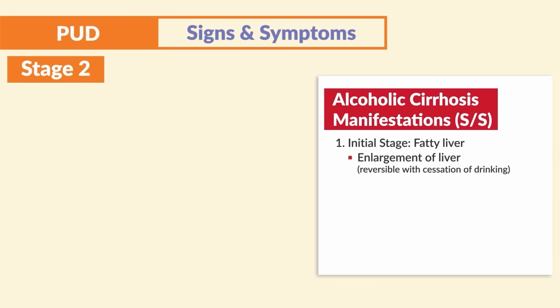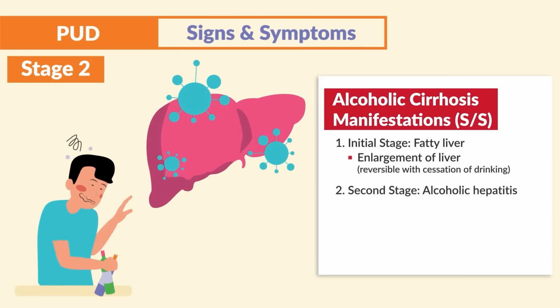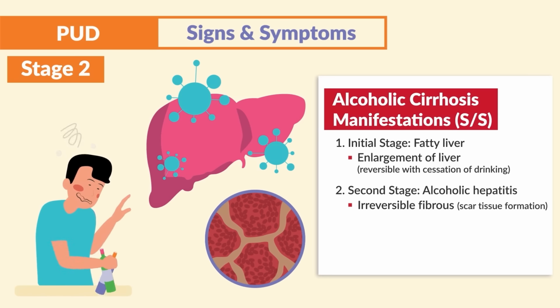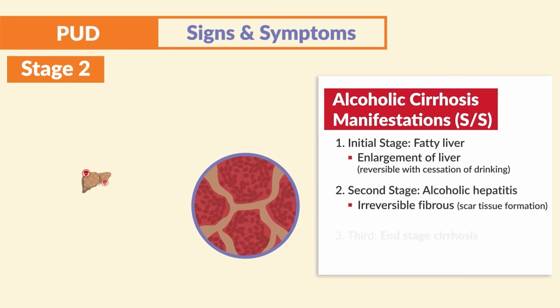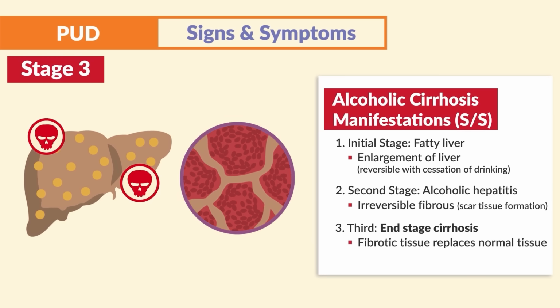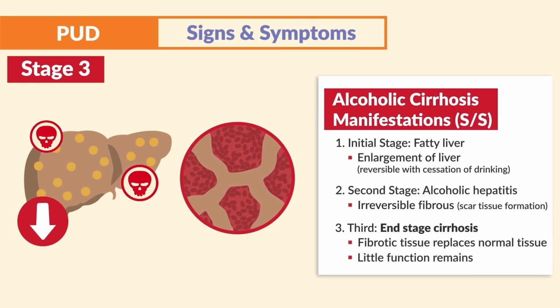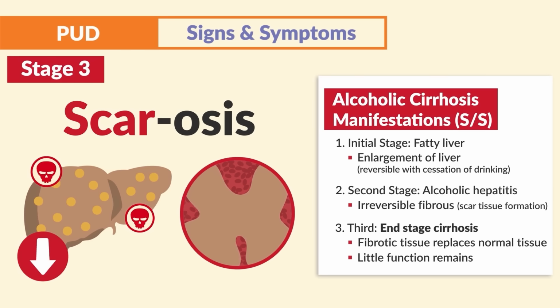Now, progressing into stage number 2, the second stage of alcoholic hepatitis. This is irreversible fibrosis. Fancy words for scar tissue formation within the liver. And lastly is the third stage. This is known as end-stage cirrhosis. Fibrotic tissue replaces normal tissue and little function remains. This is why we say scarrosis for cirrhosis, because normal tissue is replaced with scar tissue.